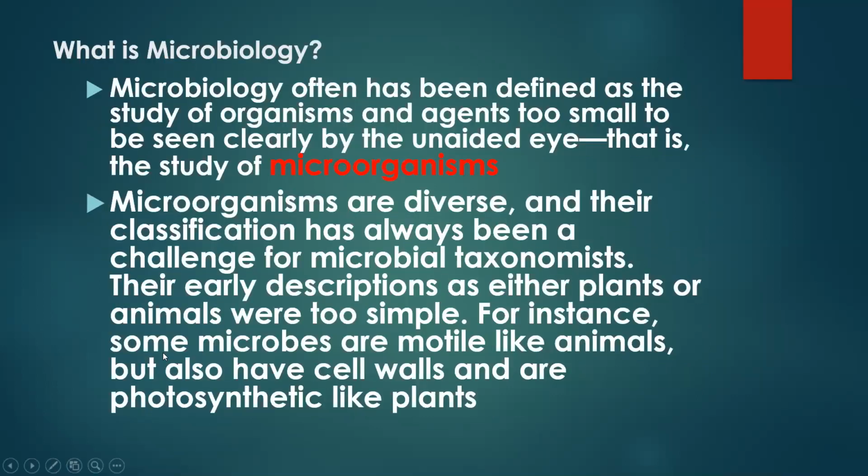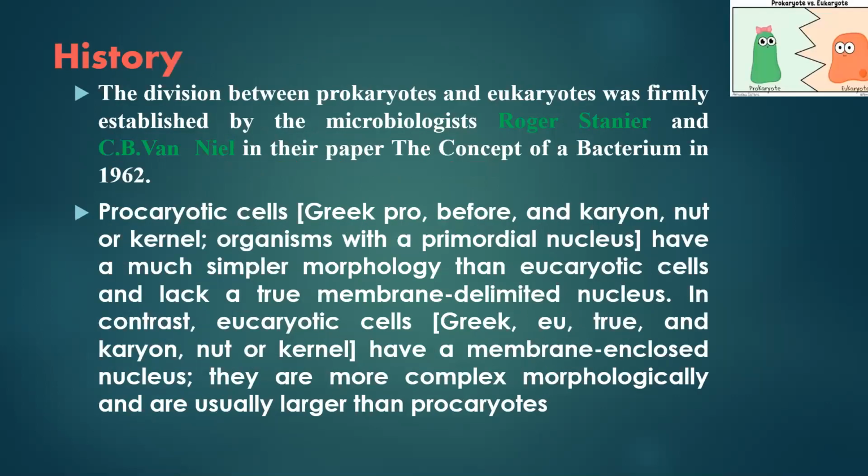Initially, some were classified as looking like a plant, so they were classified in a plant group, and some were like animals, so they were classified in an animal group. For example, some microorganisms could do photosynthesis and had a cell wall, so they were classified as plants, and those which were motile, which could move, were classified as animals.